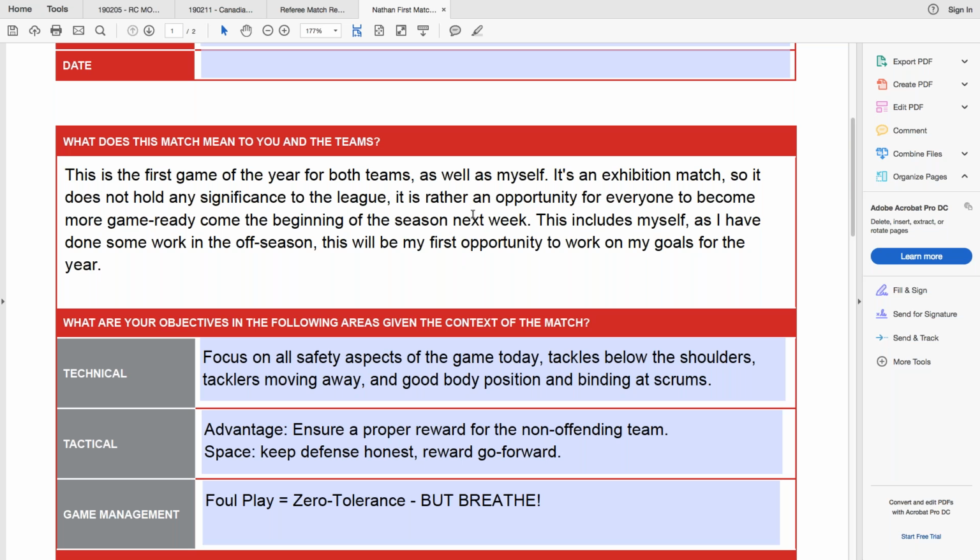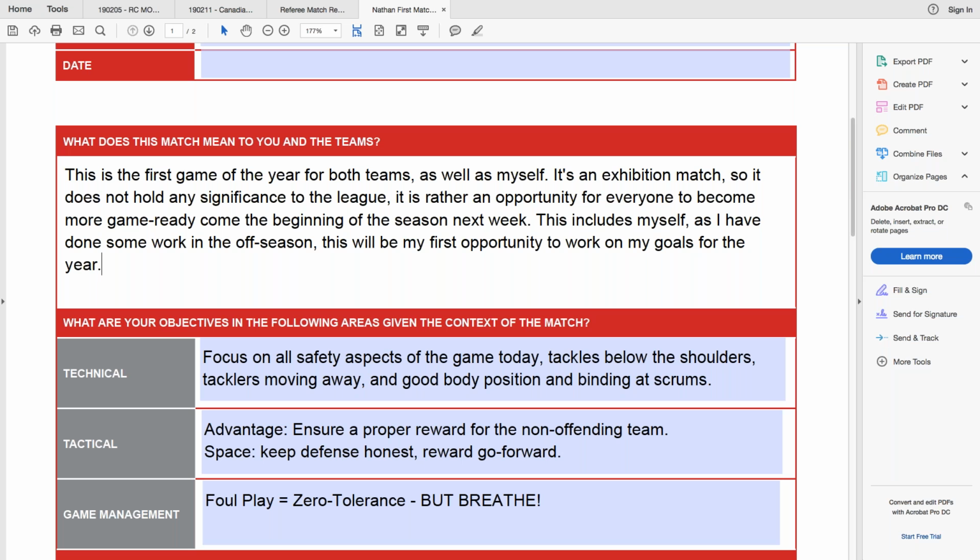So a general statement about what did the match mean to you and the teams. First game of the year for both teams, as well as myself. It's an exhibition match, so it does not hold any significance to the league. It is rather an opportunity for everyone to become more game ready come the beginning of the season next week. Includes myself, done some work in the off season, but this will be my first opportunity to work on some of the goals for the year.